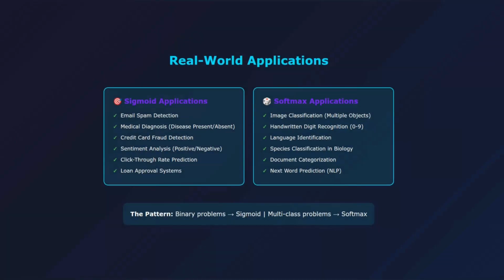Let's look at real-world applications. Sigmoid: email spam detection, medical diagnosis for presence of disease, credit card fraud detection, sentiment analysis for positive or negative. Softmax: image classification with multiple categories, handwritten digit recognition, language identification, species classification in biology. The pattern is clear. Sigmoid gets binary problems, Softmax gets multi-class problems.